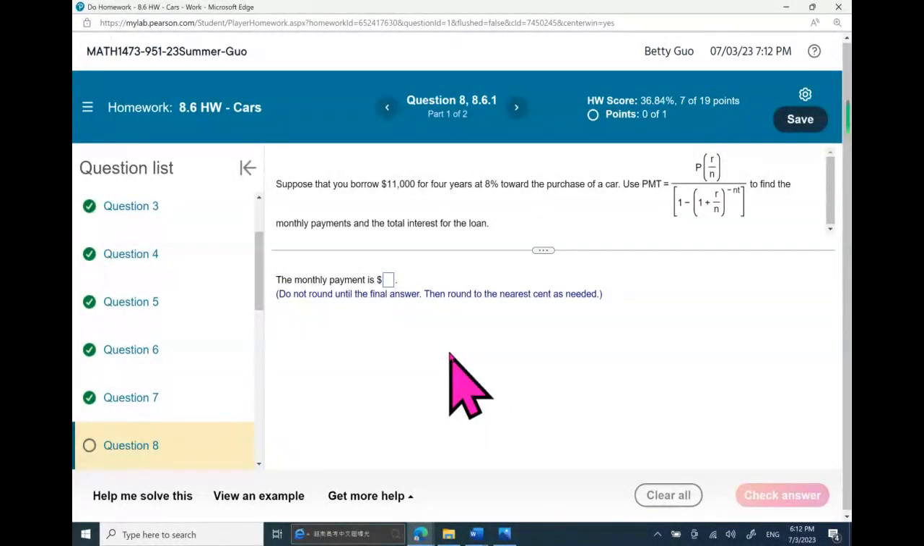Question number 8, monthly payments and the total interest for the loan. Okay, so this is an auto loan. Suppose you need to borrow 11,000 for 4 years at 8% toward the purchase of a car. The question guides you to use this formula to find the monthly payment and the total interest for the loan.